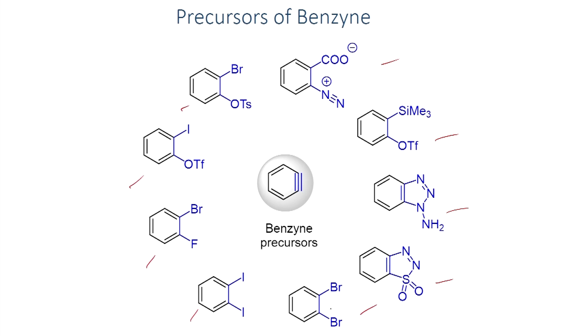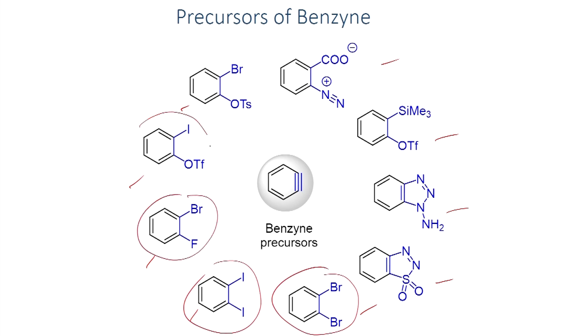For example, here dibromobenzene is used, and here you have diiodobenzene, and here you have 2-fluorobromobenzene. In this case, you have iodobenzene having a triflate, here you have bromobenzene having a tosyl group, and here you have the disodium salt. These are some of the examples, triazole, and here again you have the silyl ether having a triflate. These are some of the precursors commonly used to make benzyne under mild reaction conditions, which can be further reacted with the nucleophile to give the desired compounds.